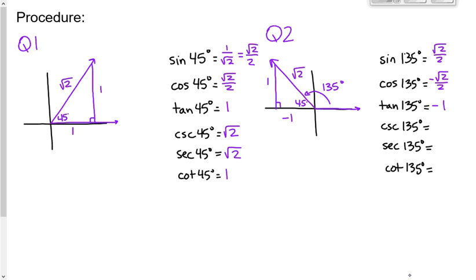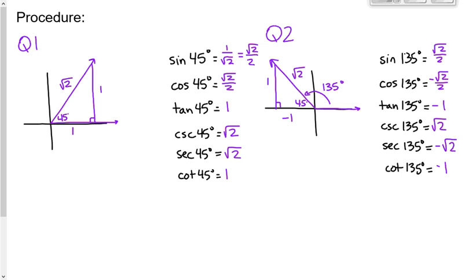Cosecant is hypotenuse over opposite, square root 2 over 1. Secant is hypotenuse over adjacent, square root 2 over negative 1 is negative square root 2. And cotangent is adjacent over opposite, negative 1 over 1 is negative 1.